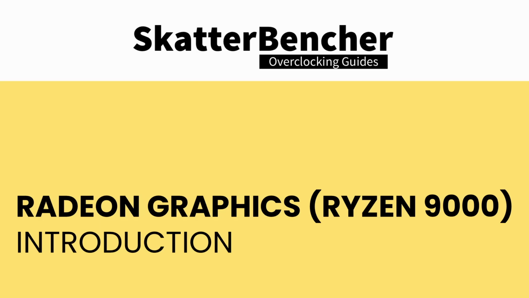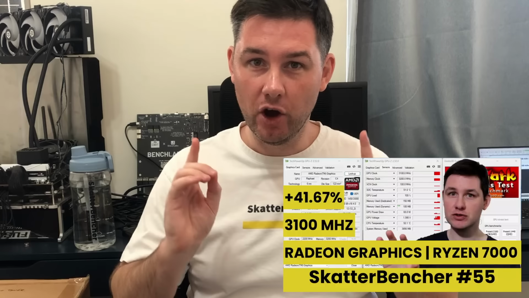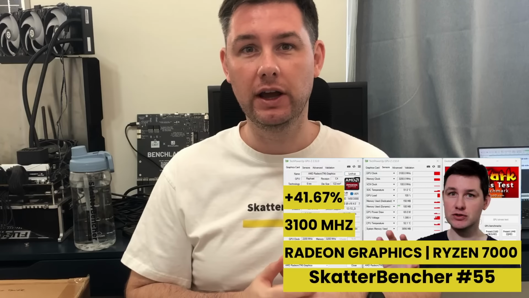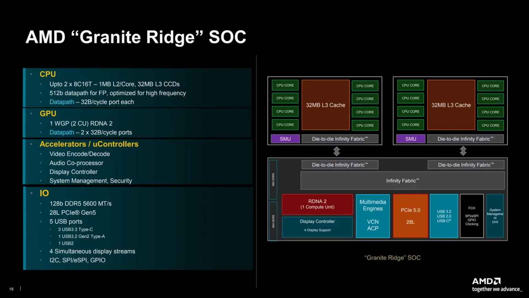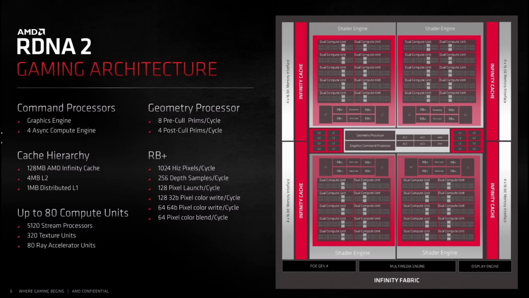The Radeon graphics integrated in the Ryzen 9000 CPUs is identical to the one integrated in the Ryzen 7000 CPUs. And in fact, we've already overclocked that one in SkatterBencher number 55. The IGP features the somewhat outdated RDNA 2.0 architecture in its smallest form. We get exactly one work group processor. In RDNA 2.0, one work group processor encompasses 2 CUs, as well as 2 ray tracing accelerators.